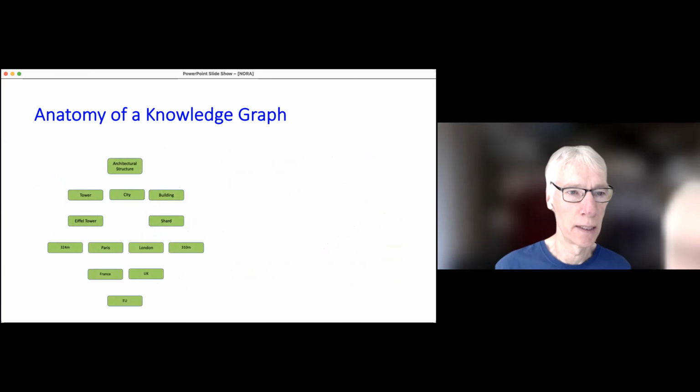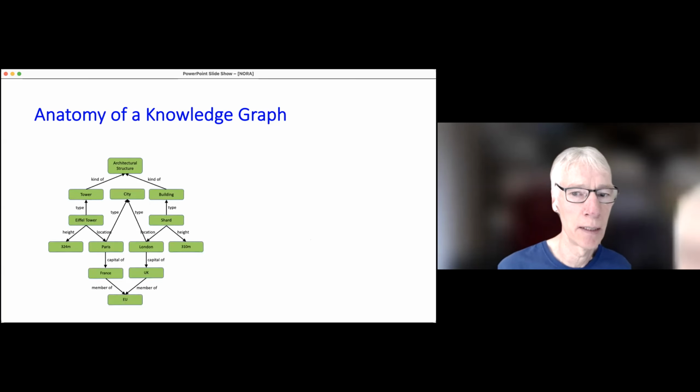Well, it looks like a selection of entities and values that are relevant to the domain in question. So here we have things like buildings, the Eiffel Tower, London, 310 meters. All of these are vertices in the graph, and these are connected by labeled edges, where the labels describe the relationships between the different entities. So for example, here we have London is the capital of the UK, the Shard is located in London, and so on.